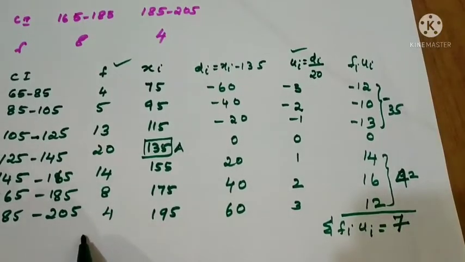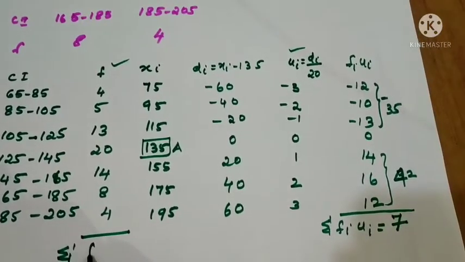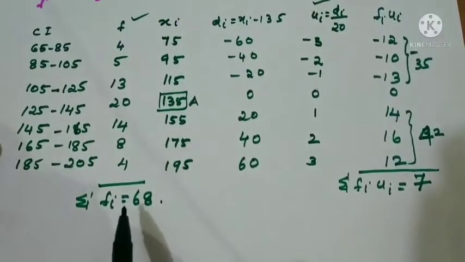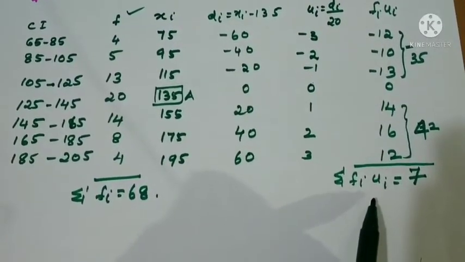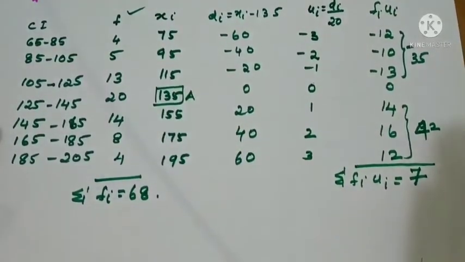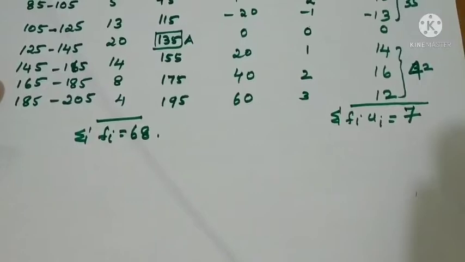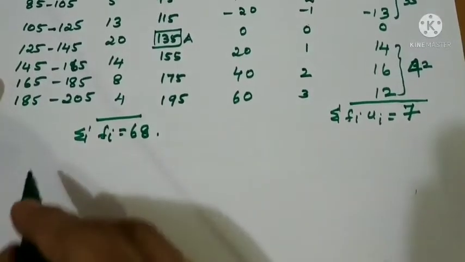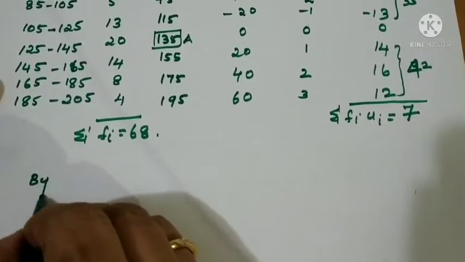What is sigma fi? Sigma fi equal to 68. So sigma fi equal to 68, sigma fi ui equal to 7, assumed mean equal to 135. Now what is the next step? We have to write the step deviation method. I have used it here.